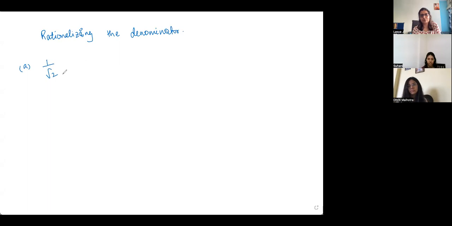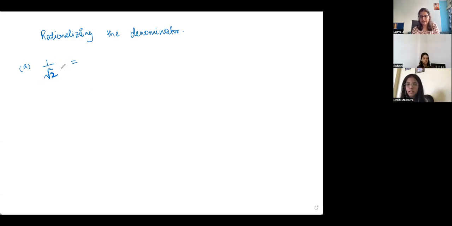Suppose you have 1 by root 2. How do you rationalize the denominator? Think of what you can do in terms of multiplication, division, addition, subtraction in order to make this a rational number. Must remove the root. Yeah, but again, you can't just simply remove it without changing the value. So what do you need to do to remove the root? Multiply into the same number. There you go. So root 2 whole square is 2.